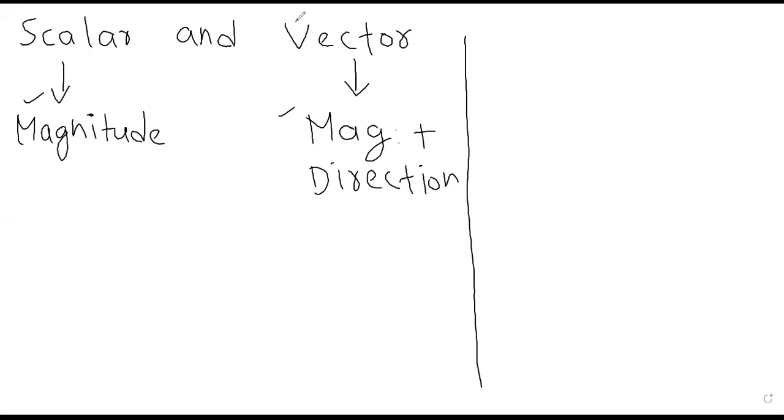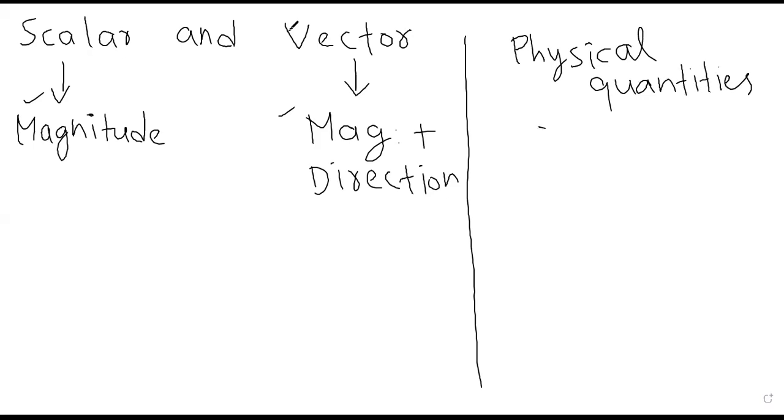Dear students, you already know about physical quantities. What are physical quantities? I have just written down here what physical quantities are. Physical quantities are simply the measurable quantities. Those quantities which are measurable are considered physical quantities.